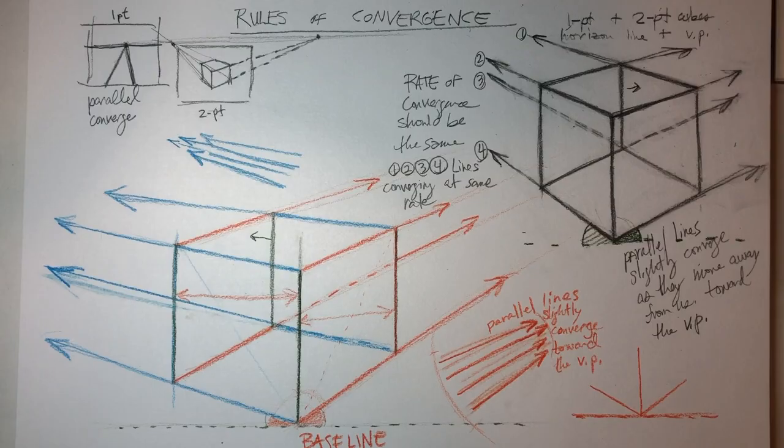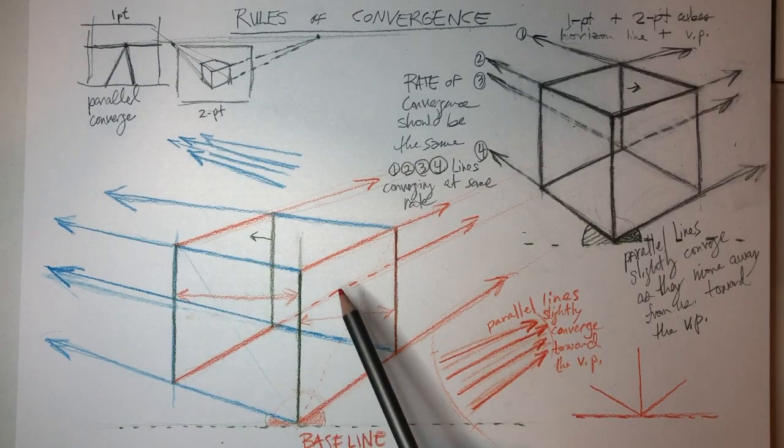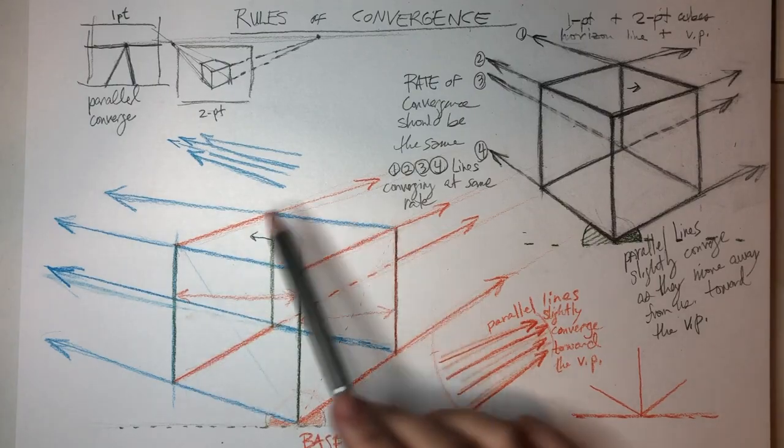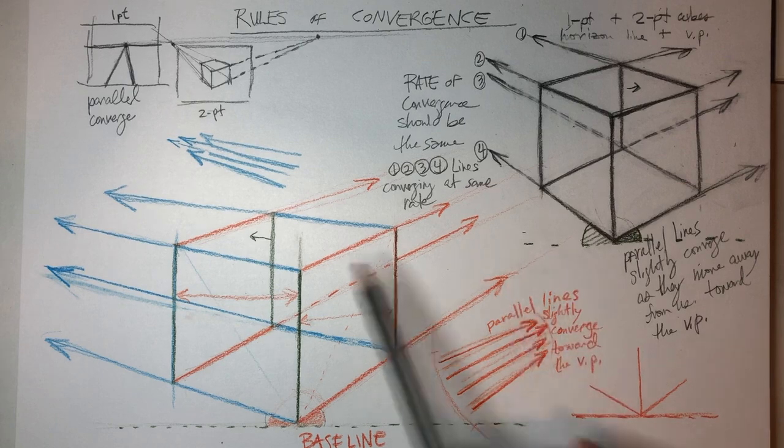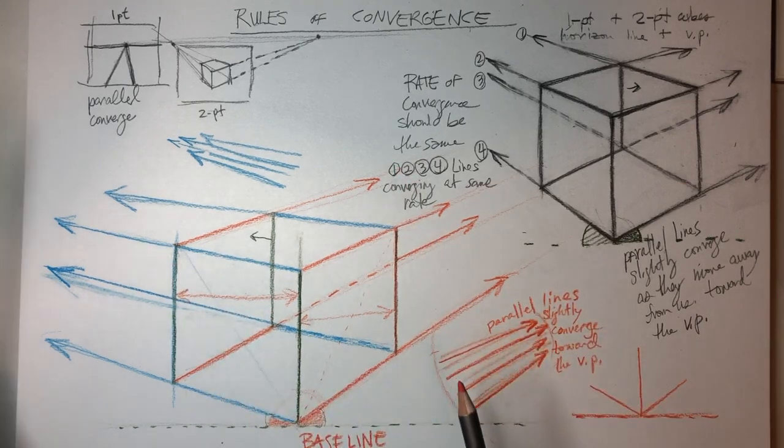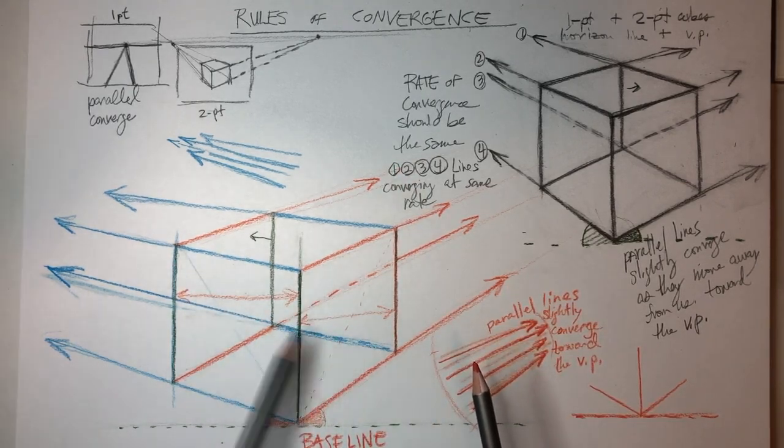We're going to basically use the rules of convergence to draw and construct our three-dimensional theoretical 2-point cubes without having to have that horizon line or vanishing point on the paper. So what I wanted to show you here, I drew this in color pencil so that we could see the different parallel lines going off to the different vanishing points.